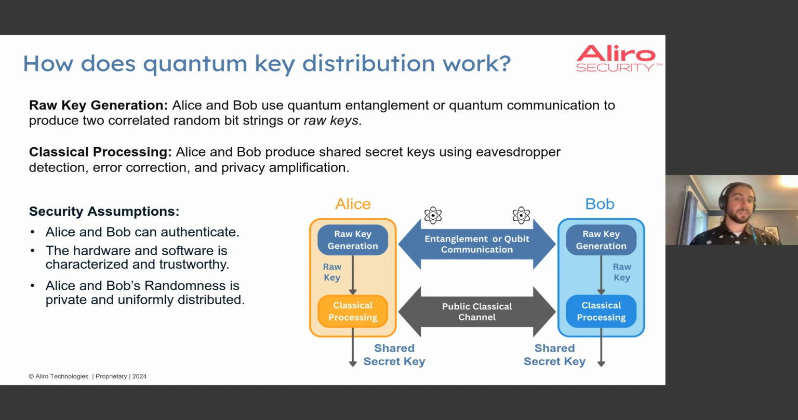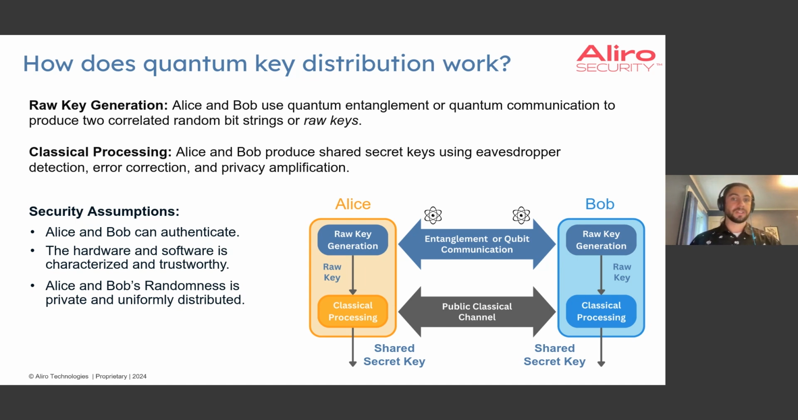Now, for key distribution to be secure and to work, there's a few assumptions that must fall in place. First, Alice and Bob must be able to authenticate each other over the public classical channel. Alice must know that they are talking to Bob and receiving messages from Bob, and vice versa.